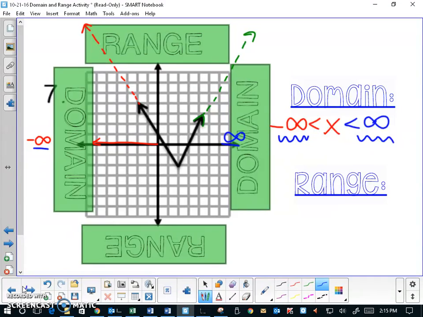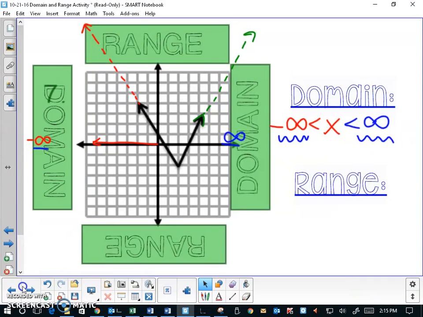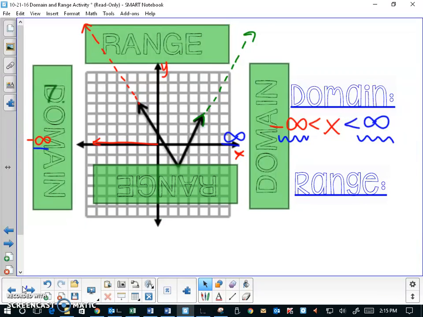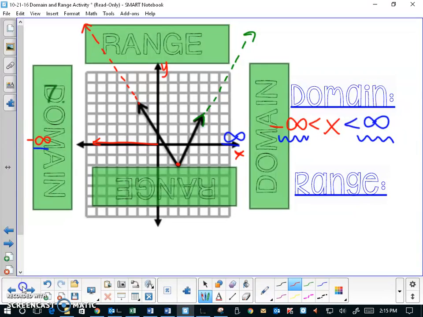All right? Now your range. Remember, your range are the Y values. And then we're going to start from the bottom. Start from the bottom and go down. That's the last point right here. This is the lowest point we have on this graph. And what is the Y value here? Is that a -2? So that is the smallest Y value that exists on this graph, -2.